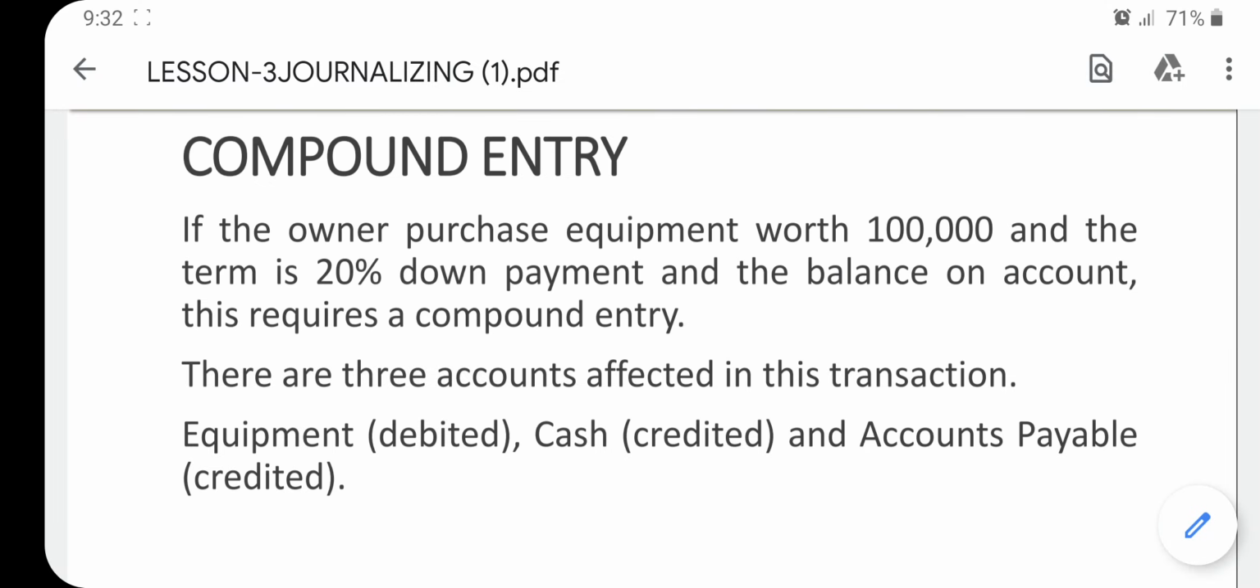So, it disappeared. And the remaining balance of 80,000, that amount will be credited to your accounts payable.